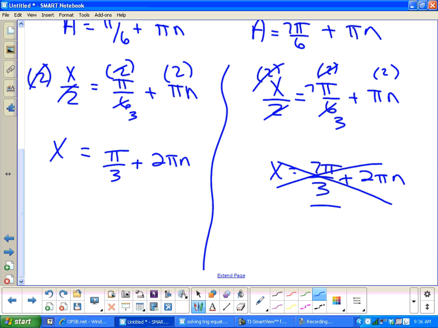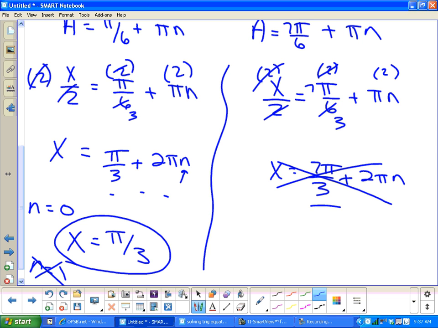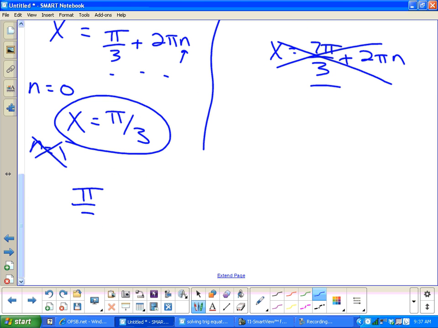All right, so let's see. If n equals 0, then x is pi over 3. Now, if n equals 1, pi over 3 plus 2 pi, I don't know what that is, but if I add something to 2 pi, it's going to be bigger than 2 pi, isn't it? So I don't really have to worry about n equals 1, because it's going to be too big. Okay, so that one was actually nice. It only had one solution.